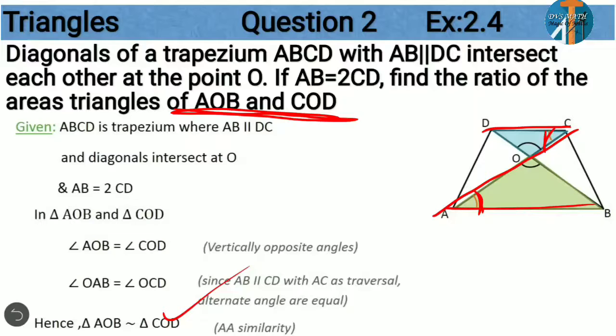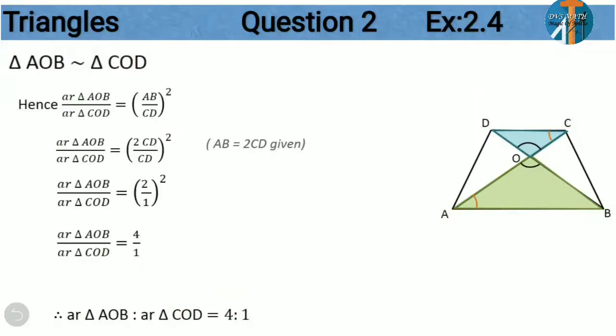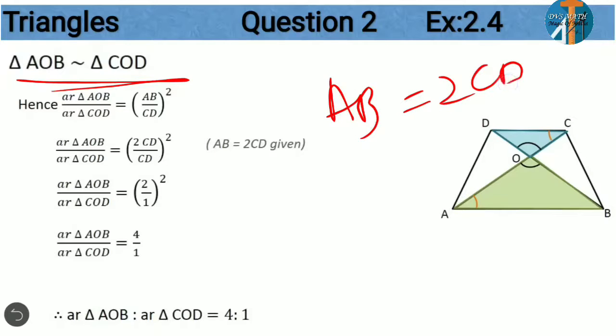So now we can apply the ratio. Let's move on to the ratio. As we proved that triangle AOB is similar to triangle COD, now we can apply the area theorem. That is, area of triangle AOB divided by area of triangle COD. Since they gave that AB is equal to 2 times CD, you have to consider these two sides, AB and CD. So it is AB by CD, whole square.